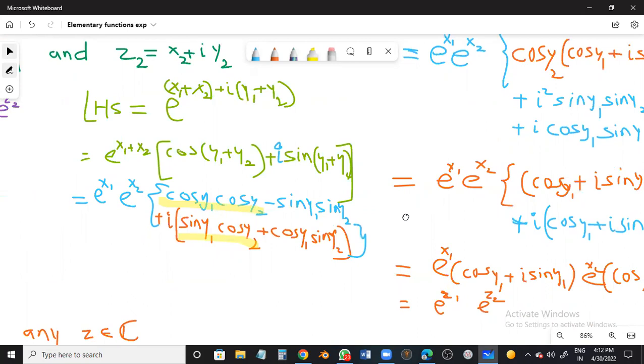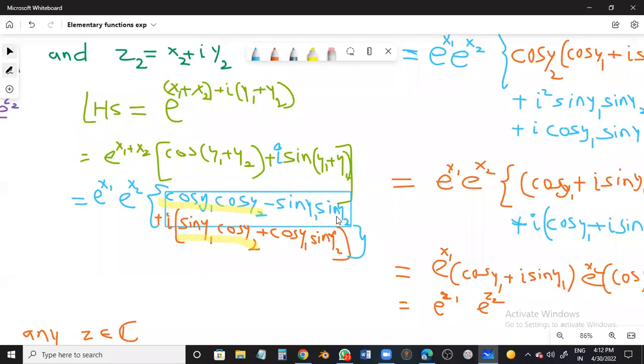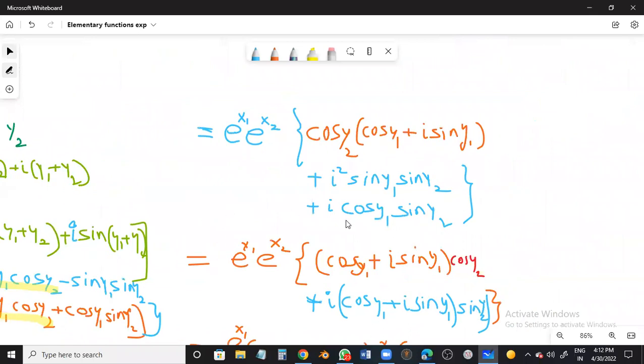Now, the unhighlighted terms, let us deal with. That is minus sin y1 sin y2, and this one is i times cos y1 sin y2. I find sin y2 is a common term. And because there is a minus sign, I can adjust i square with it. So I have adjusted i square sin y1 sin y2 plus i times cos y1 sin y2. From these two terms, I can take sin y2 common with i.